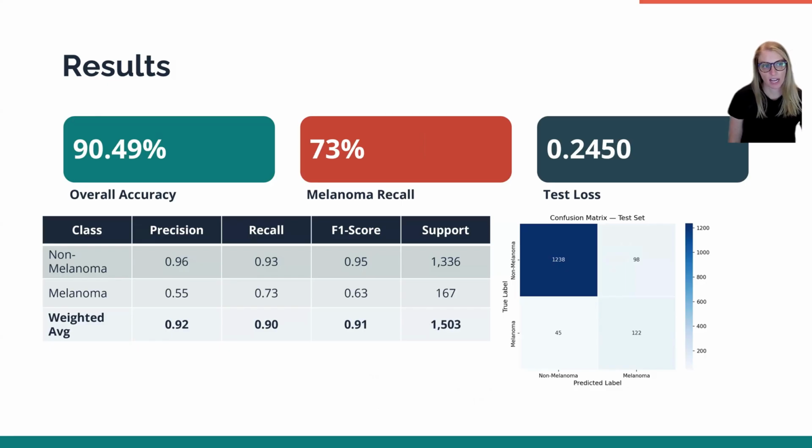So overall, the accuracy was 90.49%, which is fantastic. But the melanoma recall was only 73%. If you look at our confusion matrix, you'll see that on the non-melanoma true class, it was flagged about 1,238, but it misses about 122 cases that are melanoma but that the model thinks are not melanoma.